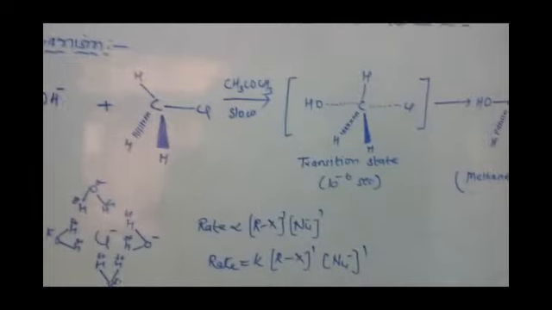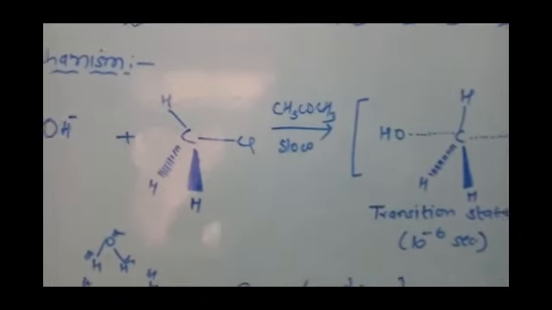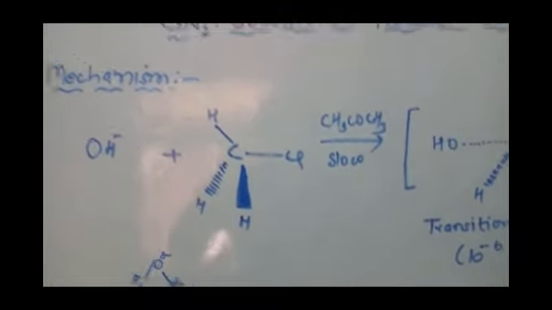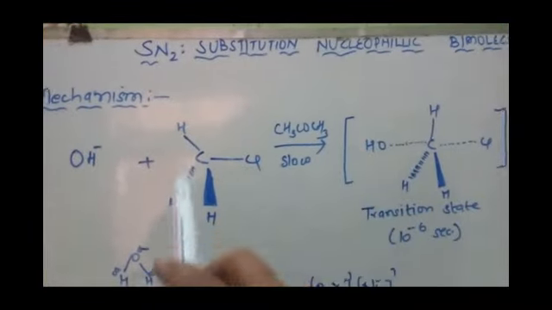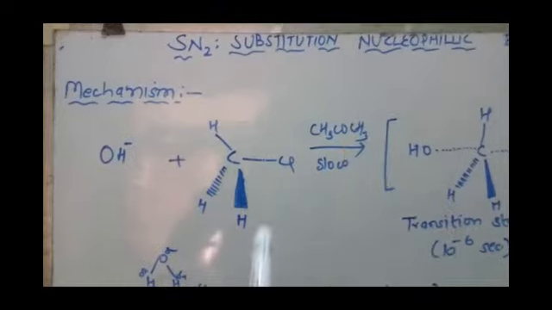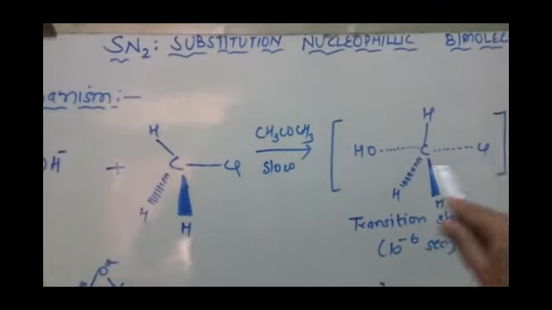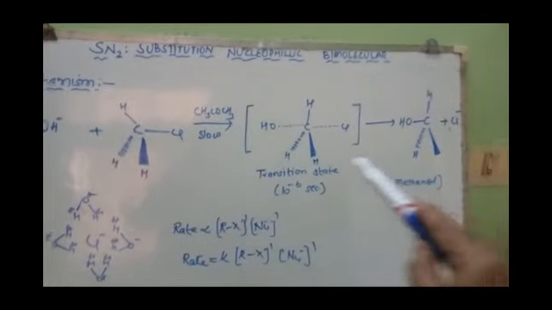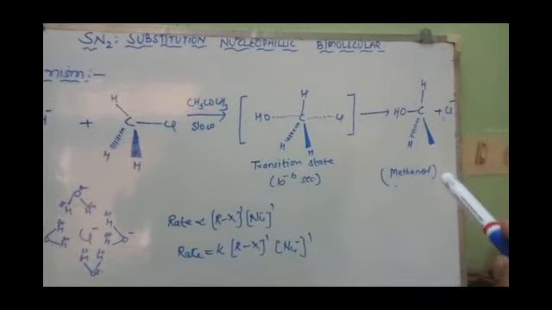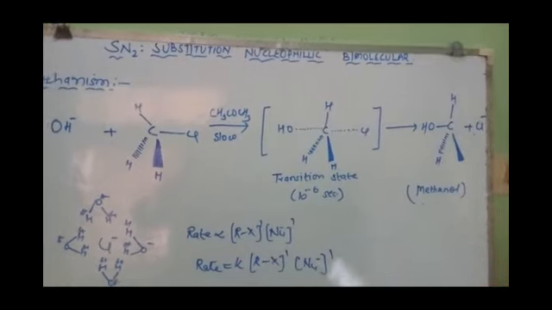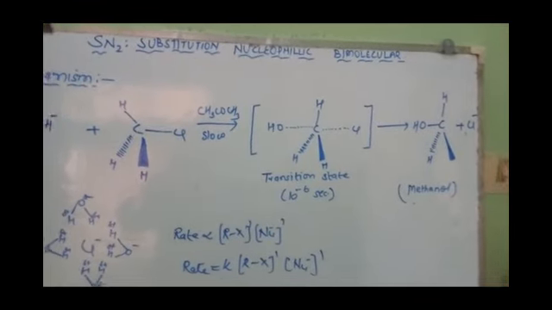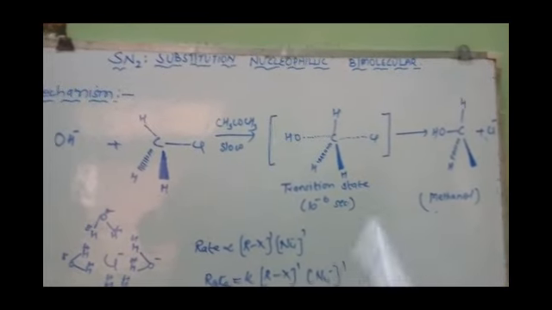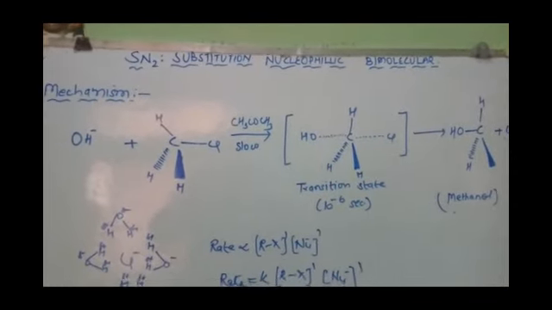Now in the characteristics of this SN2 reaction, as I have told you, this reaction is a single step process. You see here, no steps are there, no 2 steps as there were in the SN1 reaction. Only in a single step the reaction is proceeding. The transition state is formed in the same step. So it's a single step process, and since it's a single step, this step is the only rate determining step.